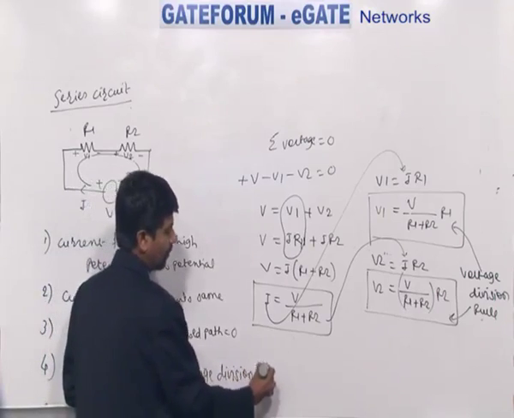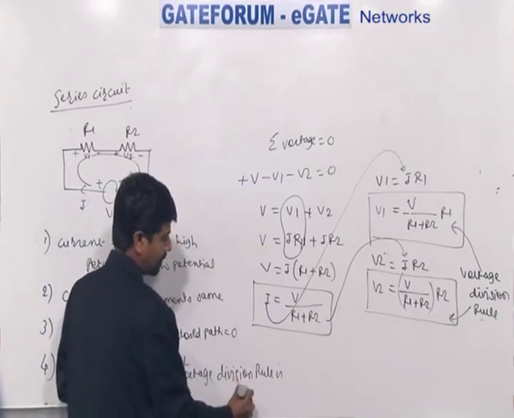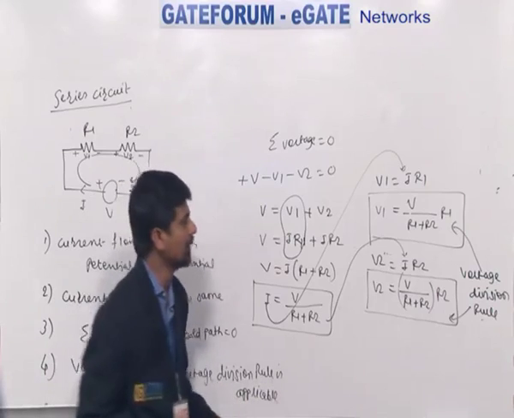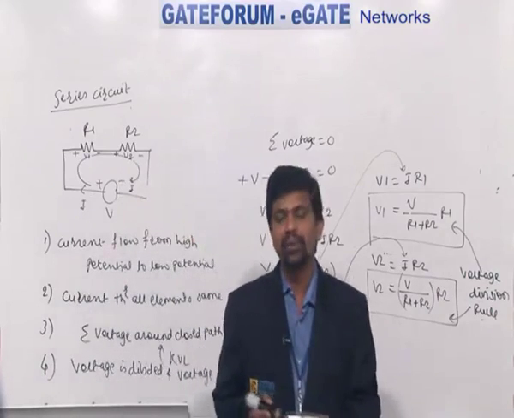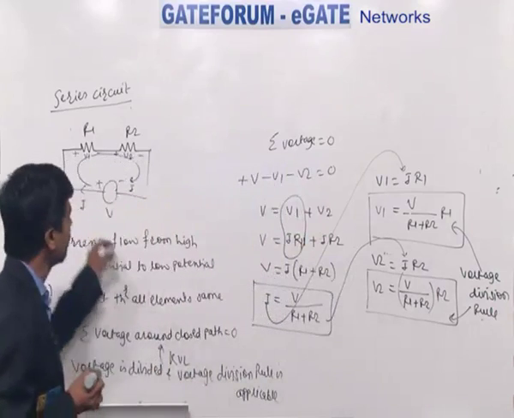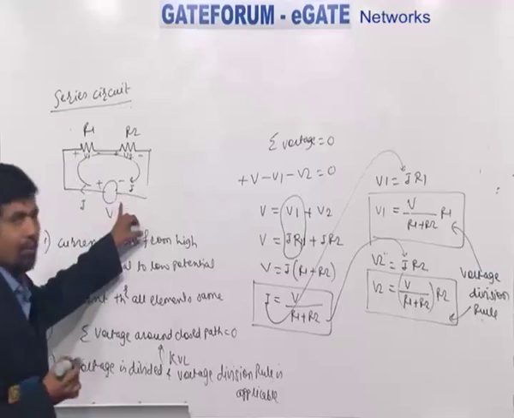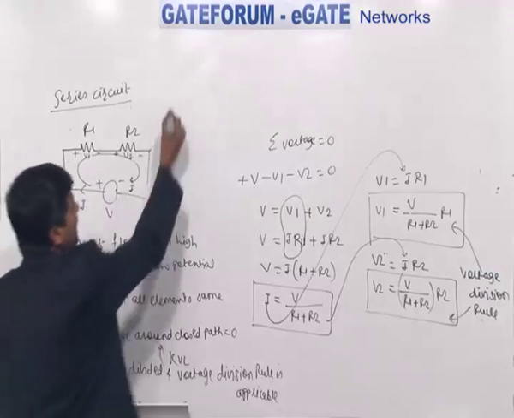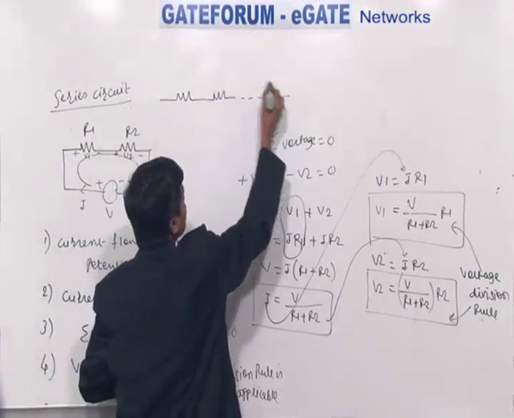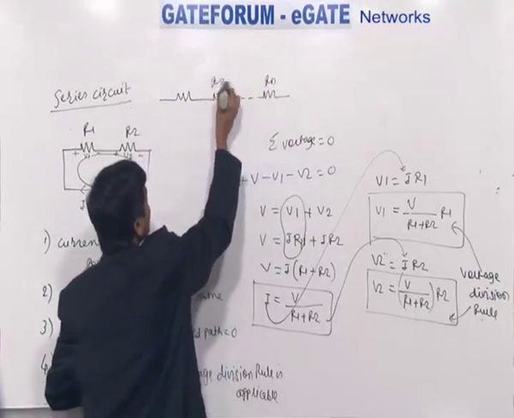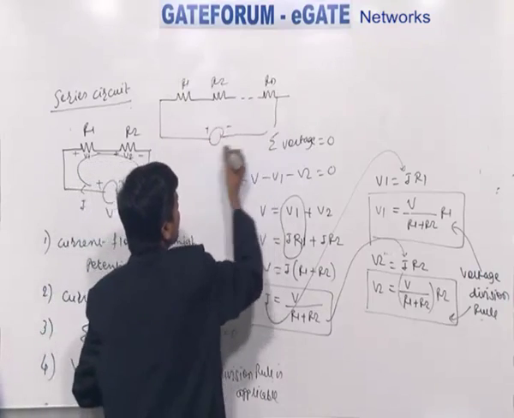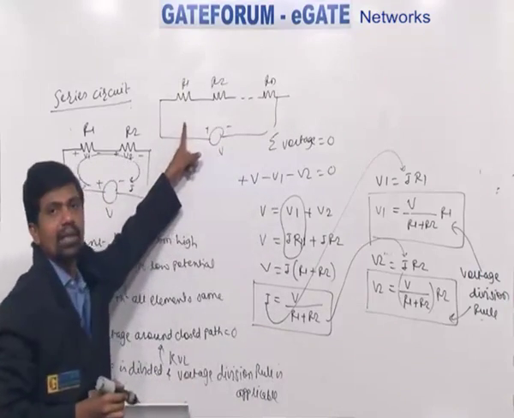Voltage division rule is applicable. Got this point? So don't say that voltage division rule is applicable to the parallel circuit, because in parallel circuit there will not be any current division, there will not be any voltage division. Whenever I have connected n number of resistors in series like this, Rn, R2, R1, V, then also voltage division rule is applicable.